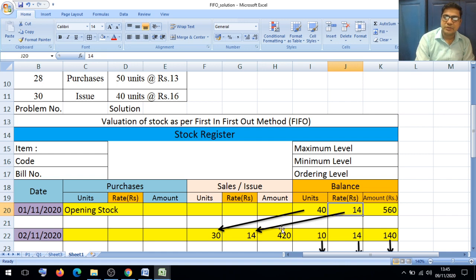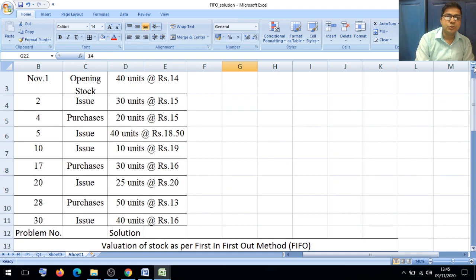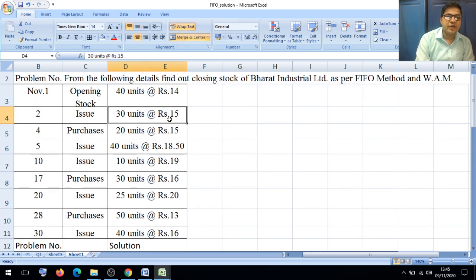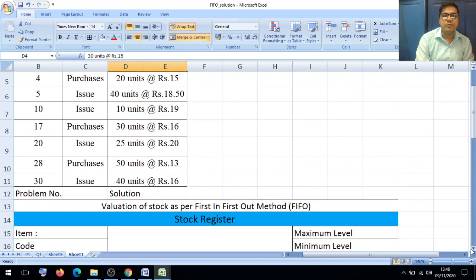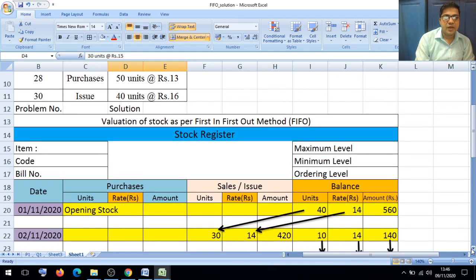For the previous purchases, we have to follow the same rate. We will not follow the rate of the issue they provided, 15 rupees, while preparing the FIFO method. Then after that, 30 into 14, the total is 420. 30 multiplied by 14, 420 is the issue price.